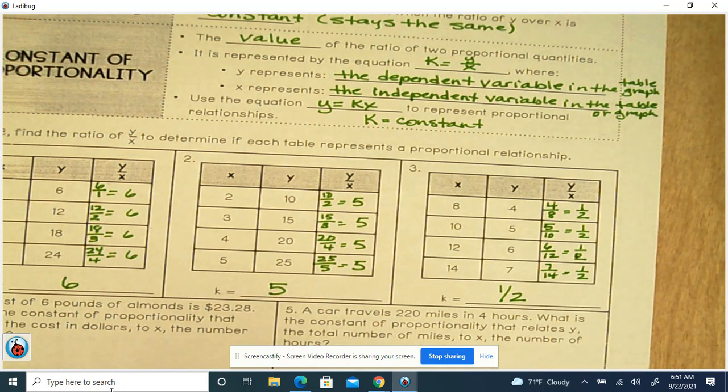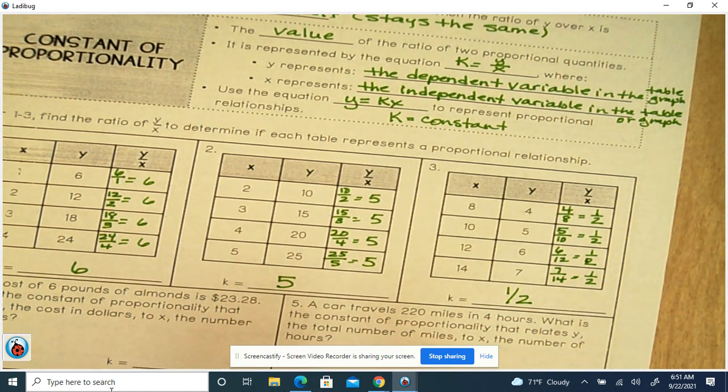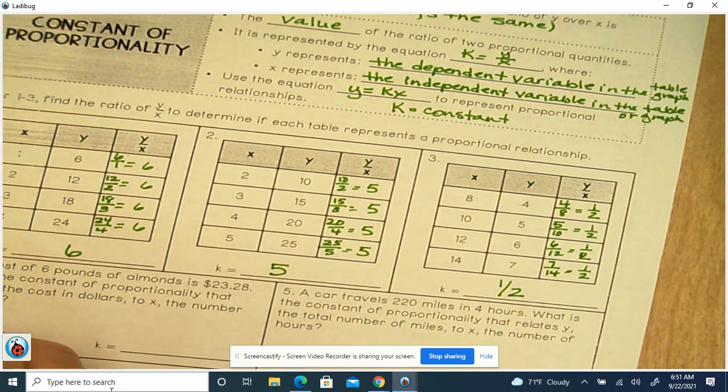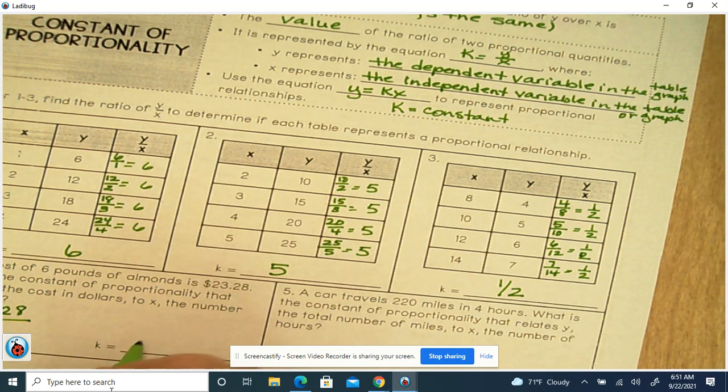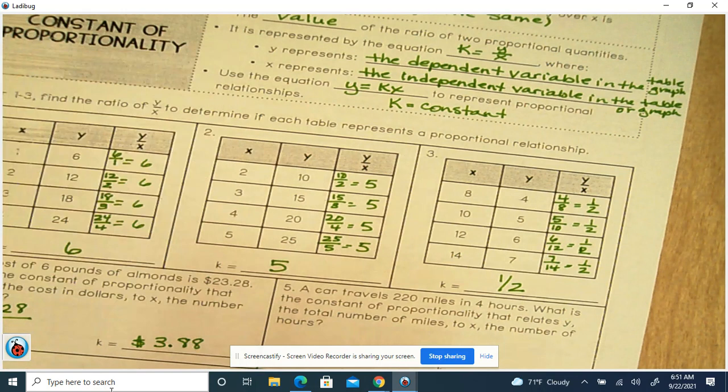All right, the next we've got a question. It says the cost of 6 pounds of almonds is $23.28. What is the constant of proportionality that relates y, the cost in dollars, to x, the number of pounds? So we would take that and we would do 23.28 divided by 6, and we get a constant of $3.88.